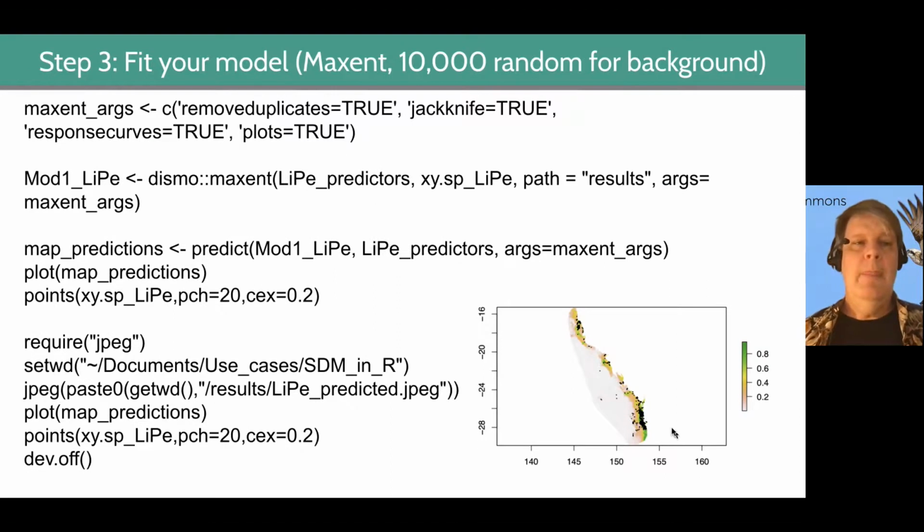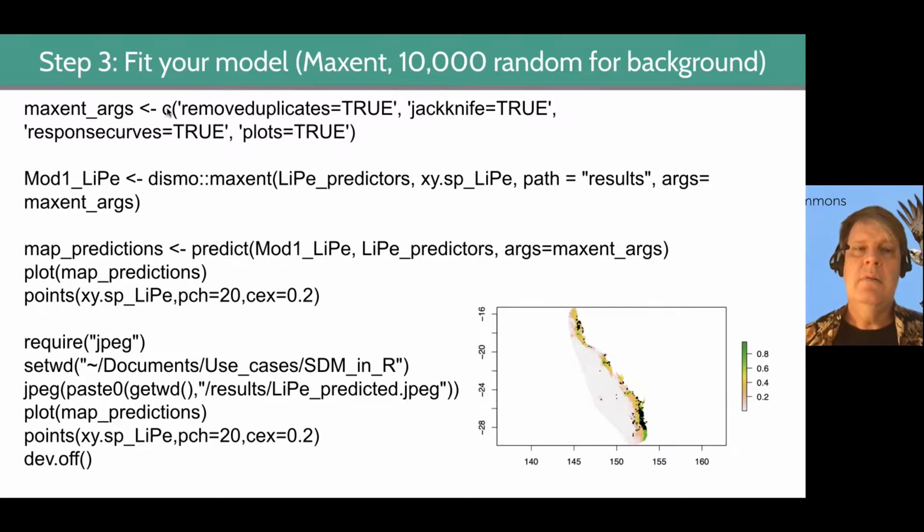And here we're going to show you how to just fit a Maxent model. And the Maxent model, so the default, if you don't specify how you're dealing with background data, you're just going to choose 10,000 random points for your background. So 10,000 random points from throughout your study area. And before you get started, it's a good idea to set your arguments. So Maxent args, and this is how you do it.